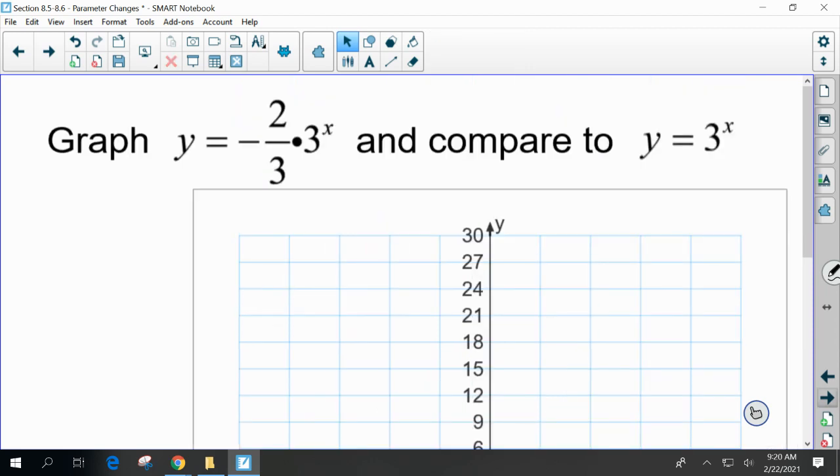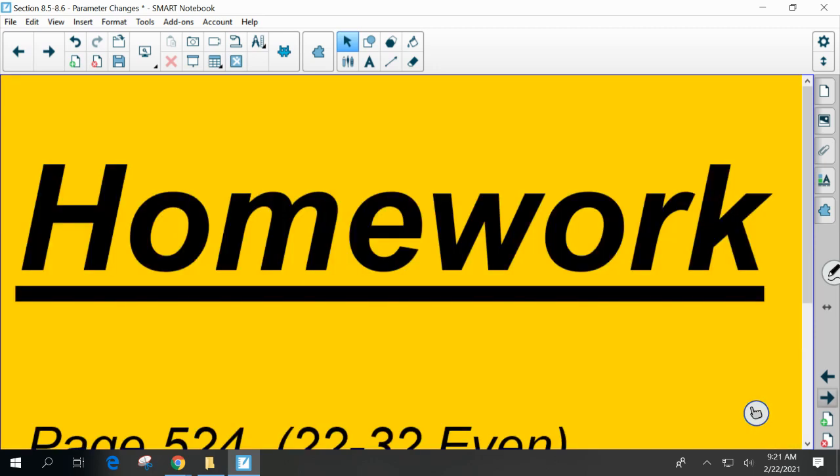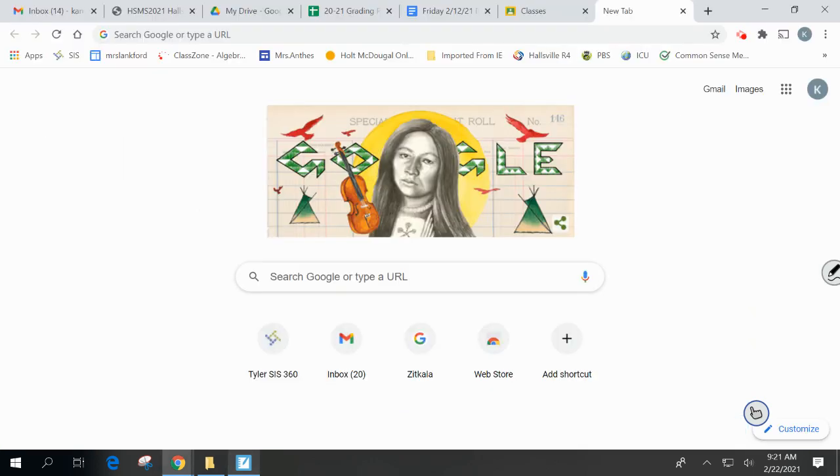Okay, so without graphing this, what would my parameter changes be? Reflection over the x-axis, and what would the 2/3 do? Vertical shrink, okay? So this one's kind of tricky because the 1/4 in the problem is a fraction. However, that doesn't make it a shrink. You're looking at the 3 in front of it. So what is the 3 in front of it gonna do? Stretch it. Okay, so you have a homework sheet with graph paper.